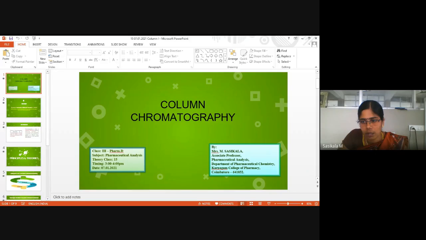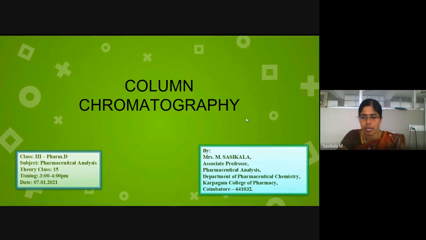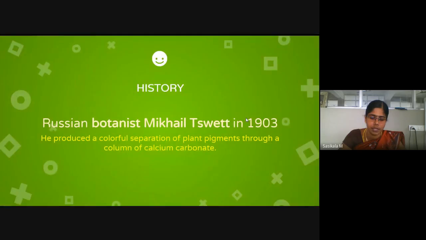Next part is column chromatography. In column chromatography, according to classification, what are the chromatographic techniques we have discussed? HPLC, GLC, and column adsorption chromatography. Before moving on to the techniques under column chromatography, we have to see some basic principles behind column chromatography. In that, firstly, the history of column chromatography.